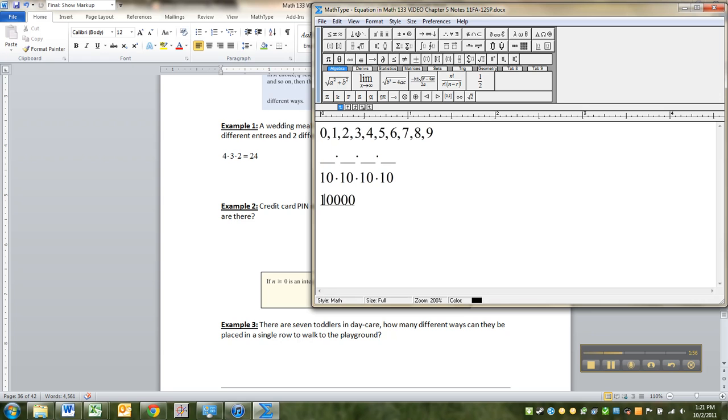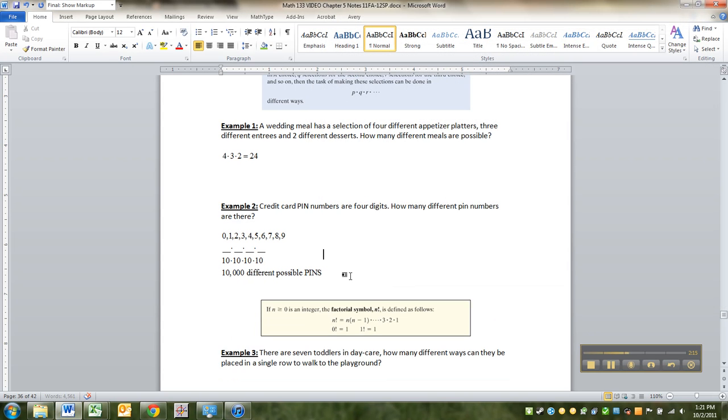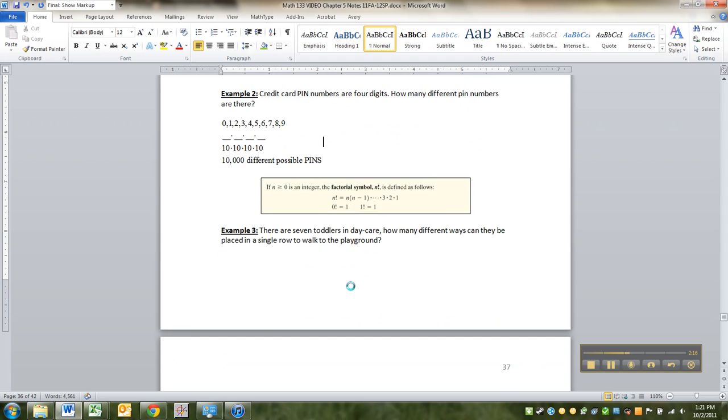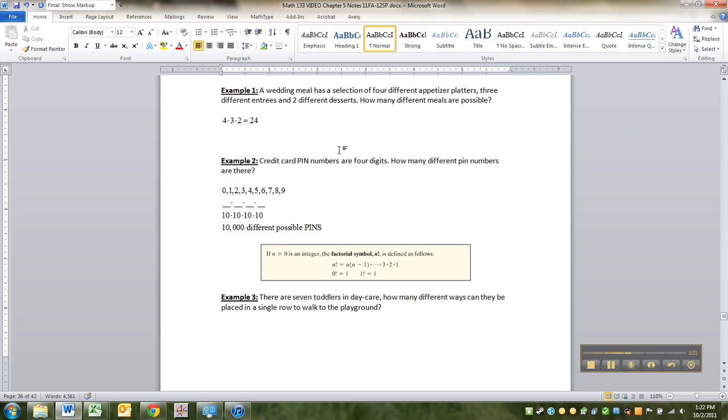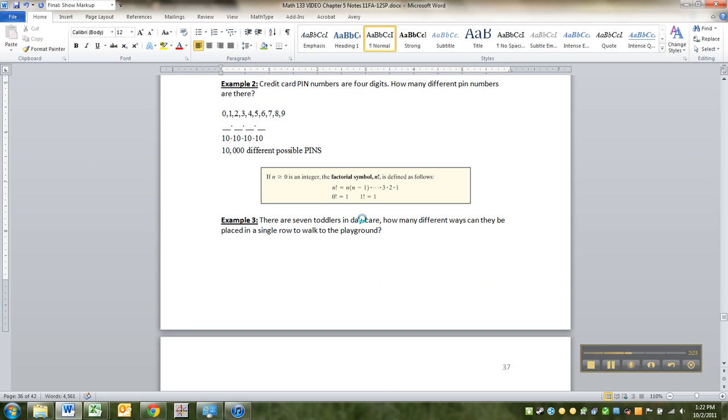If you remember back from grade school, when you multiply 10 times itself a certain number of times, all you have to do is count the zeros, and you've got it. So there's 4 zeros, so it's 10,000. So there's 10,000 different possible PINs. All right, done with that. By the way, that's the same way you can figure out how many different license plates are possible too. Just remember, with license plates, there's 26 letters and 10 numbers.